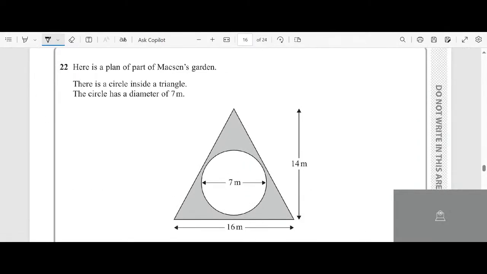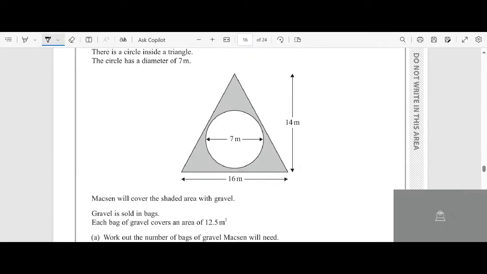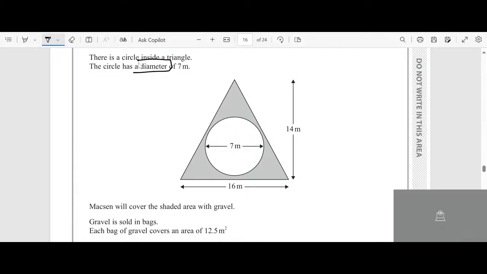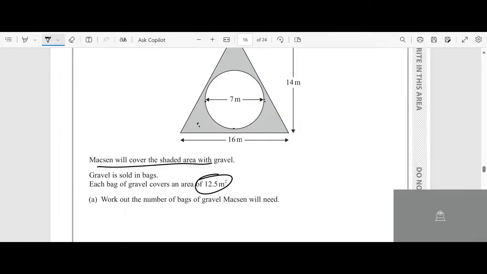Question 22. You are told that here is a circle inside a triangle with a diameter. That is the key thing. The diameter is 7. Remember, in a circle, the diameter is the distance from arc to arc. Now, Maxine will cover the shaded region here with gravel. Gravel is sold in bags. Each bag of gravel covers 12.5 meters squared. So let us work out the number of bags that are required.